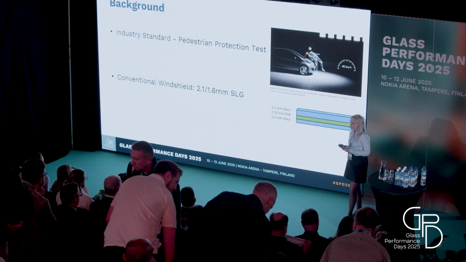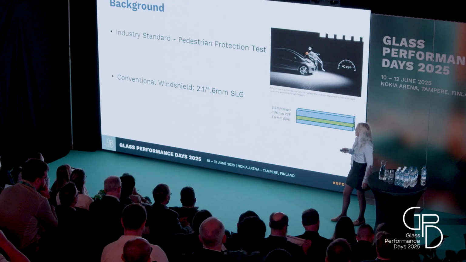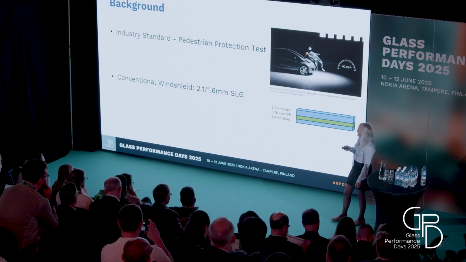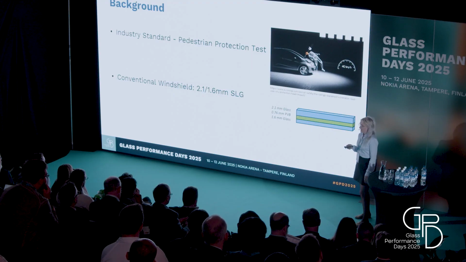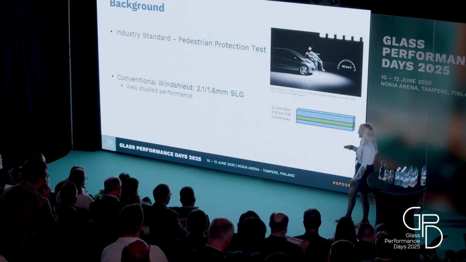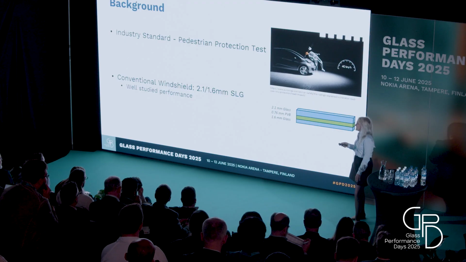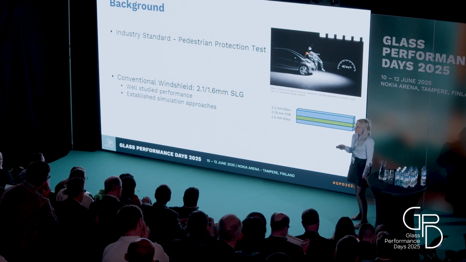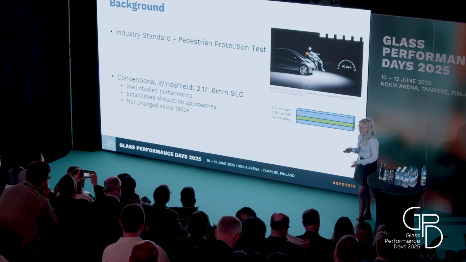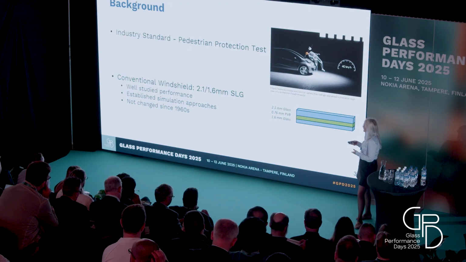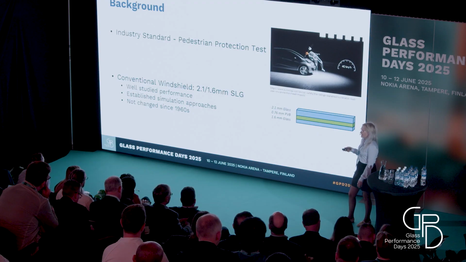What about the windshields? The conventional windshield in Europe is a 2.1 outer ply, 1.6 inner ply soda lime with a 0.76 PVB interlayer. And what do we know about this construction? The performance of this construction is pretty well studied, and there are a lot of established simulation approaches for this kind of test. Also, this construction has been with us for a pretty long time. It has not changed since the 1960s.